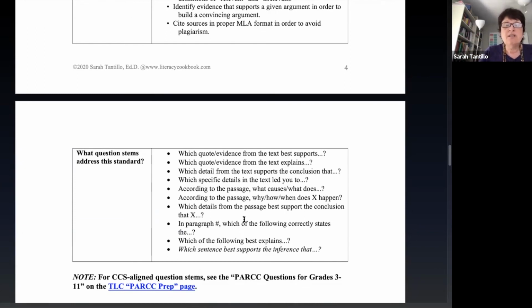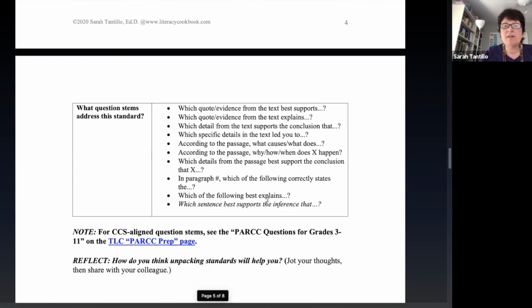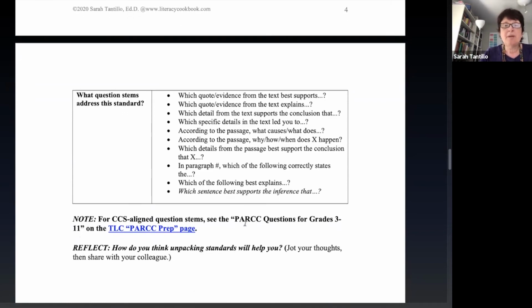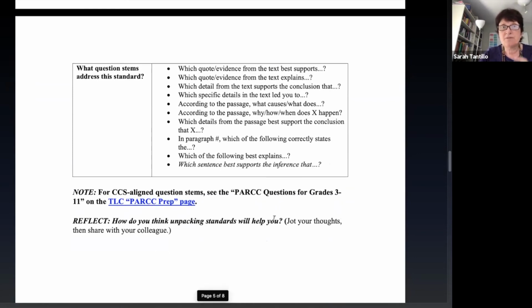And the good news is I have a full handout on this that includes, it says PARC questions. It's really Common Core Standards questions that happen to be on the PARC, now called NJ SLA-E, for grades 3 through 11. If you go to my TLC PARC prep page, you can download it. If you're working at Great Oaks, you can find it on the PD shared drive in the folder for this workshop.